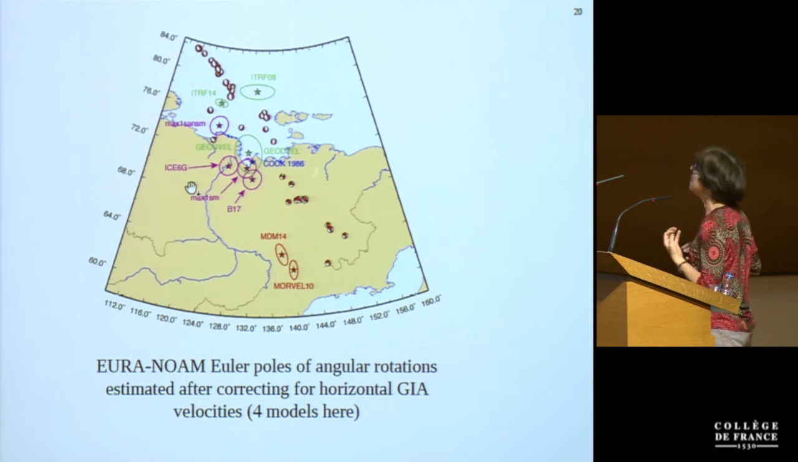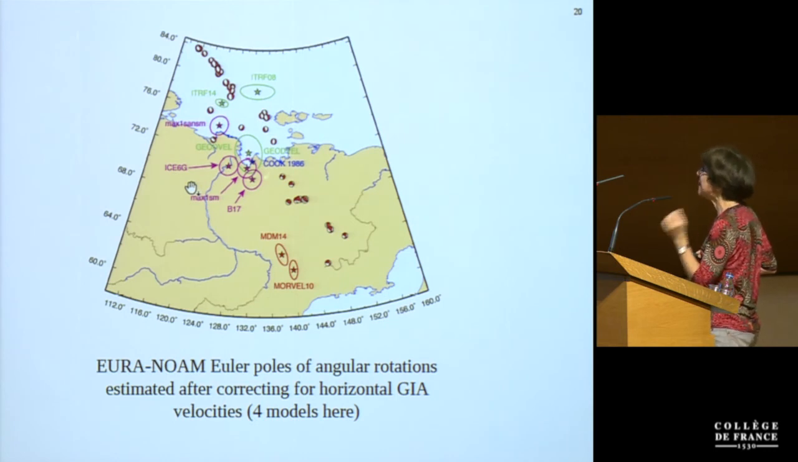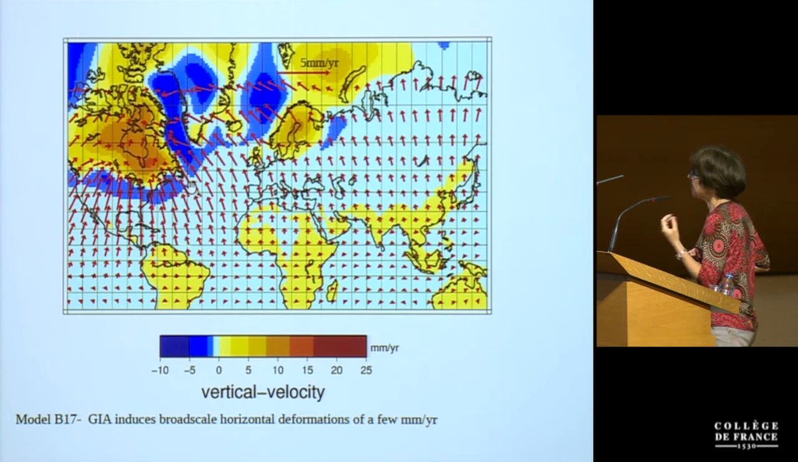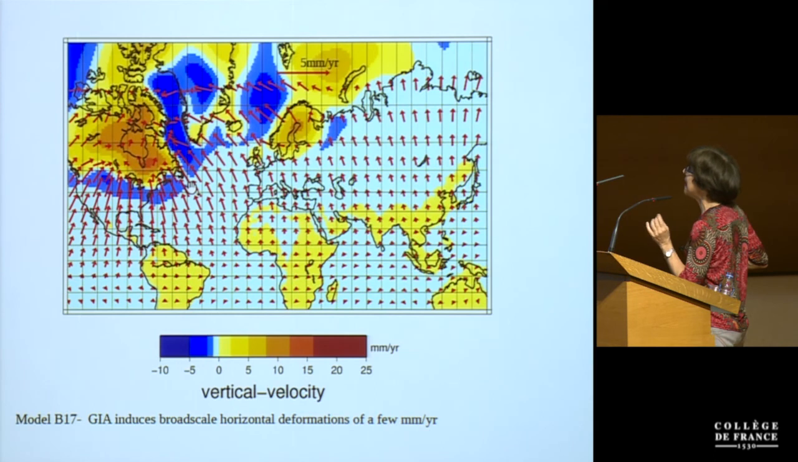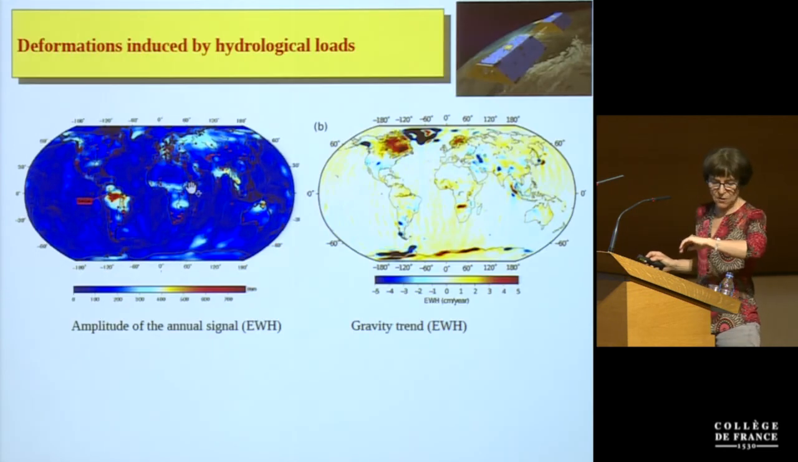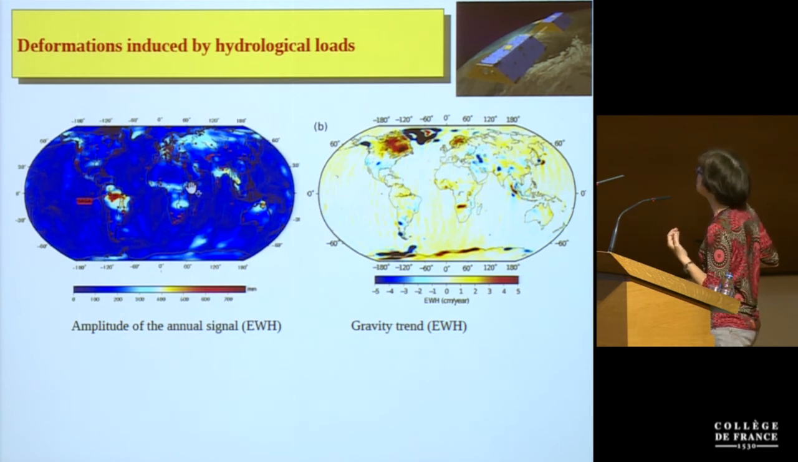What is remarkable is that the models which give the lowest residual velocities also provide the best fit to the pole of rotation. So, in fact, there are several classes of model which provide simultaneously a good fit to residual velocities and good poles of rotation. But those models induce millimetric deformations all over the world, not only in the North American plate, but also some deformation in South America, some deformation in Africa. So if one tries to fit plate velocities within a millimeter per year, this has to be taken into account. Now, there are also deformations provided by present-day hydrological loads as measured by the GRACE mission.